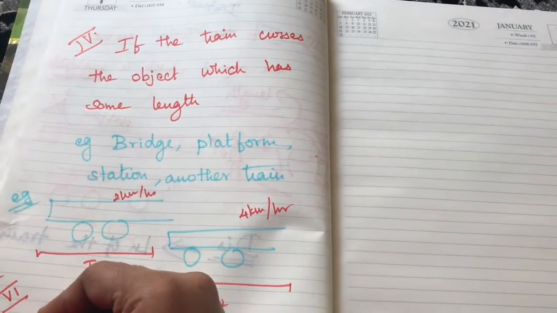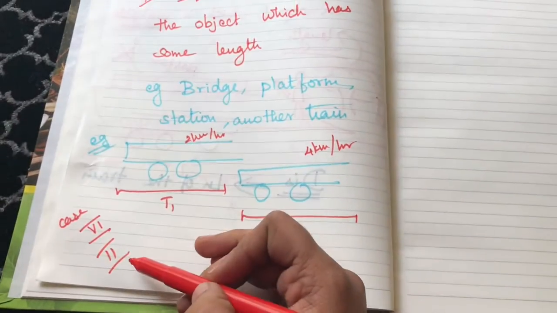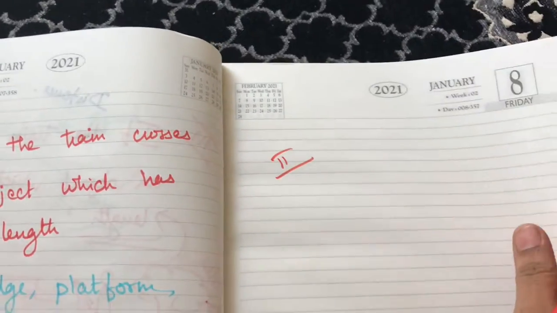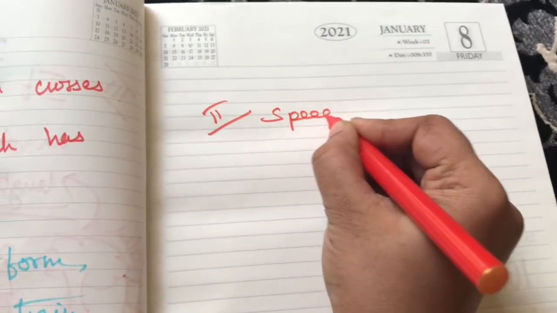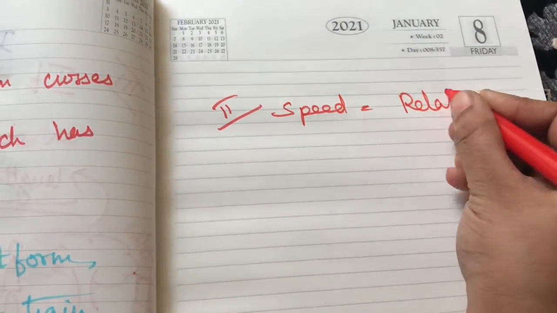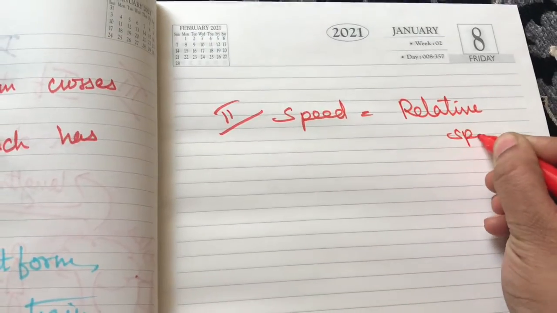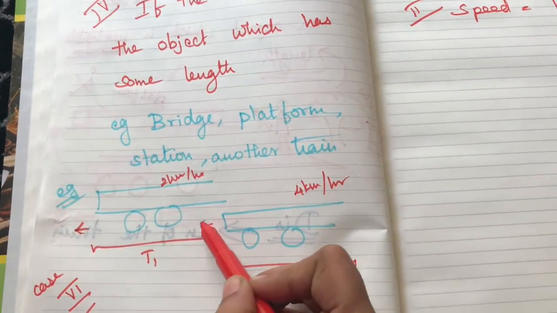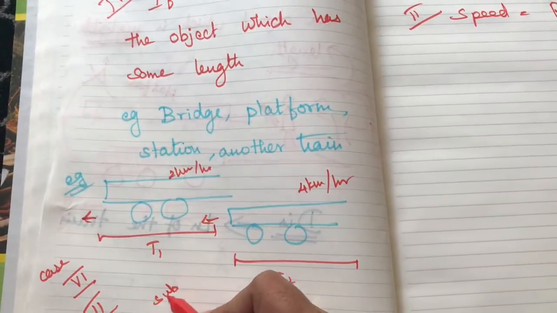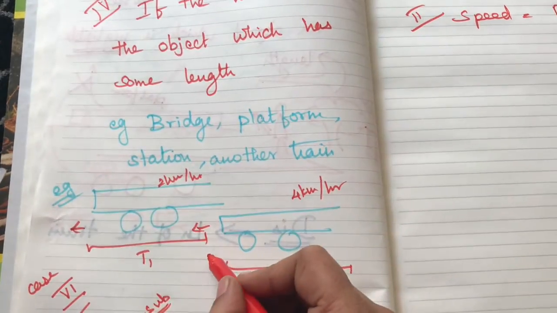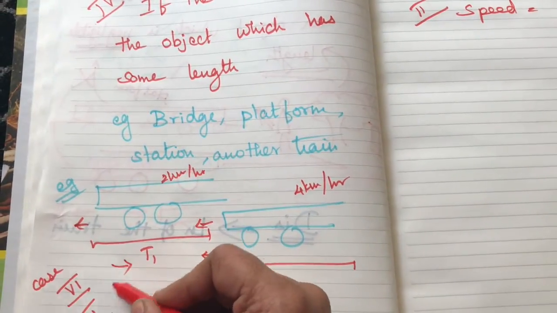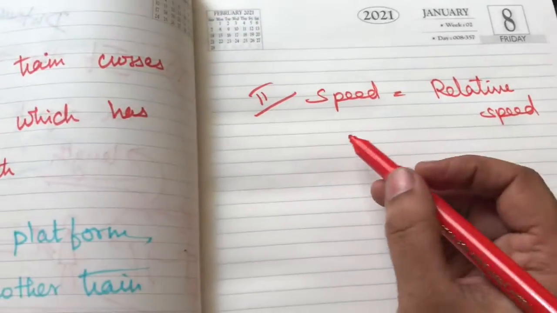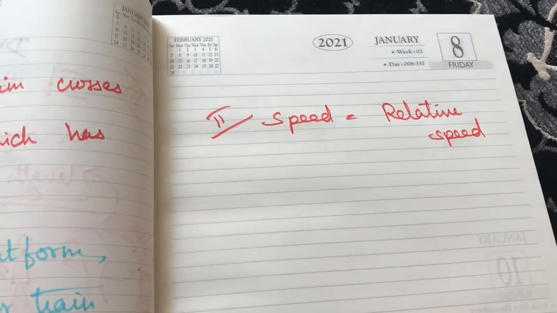So case 2 and case 4 will come under this. Case 2 means what? Speed, we need to take the relative speed. Yes, if the two trains are moving in the same direction, we need to subtract. If they move in the opposite direction, we need to add. That's it. So speed will be equal to relative speed.